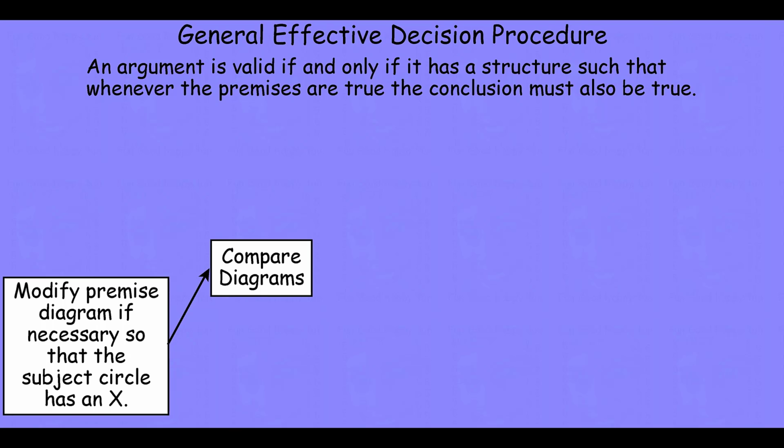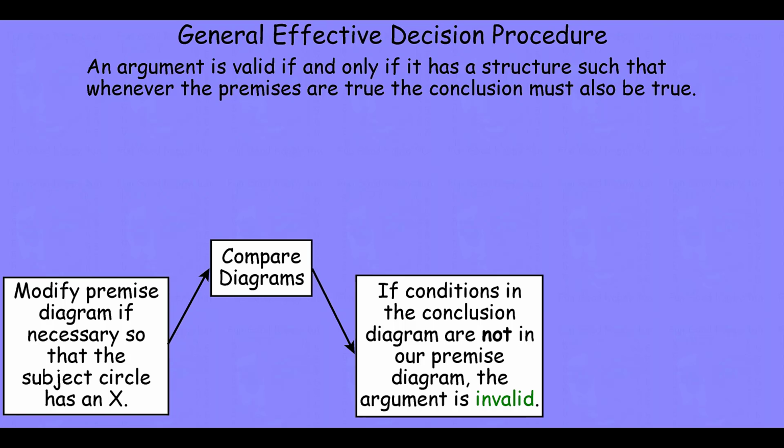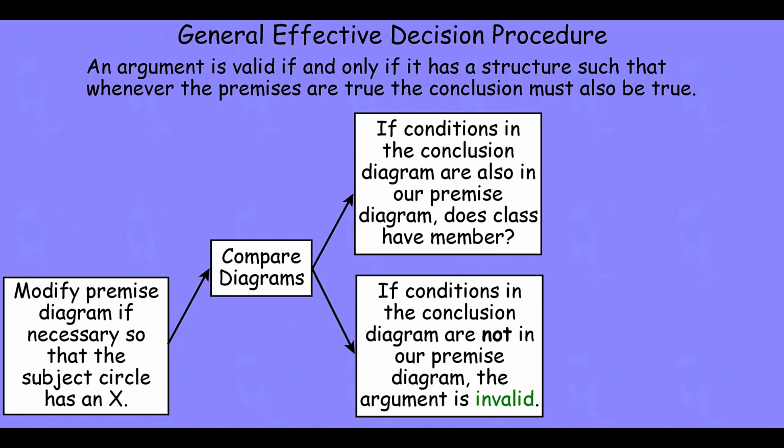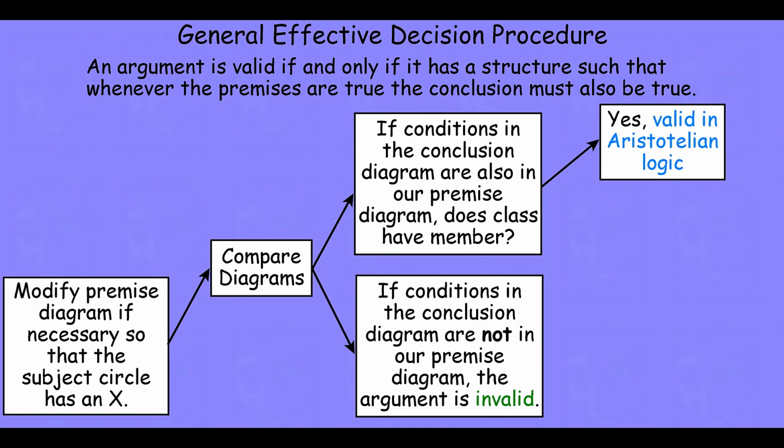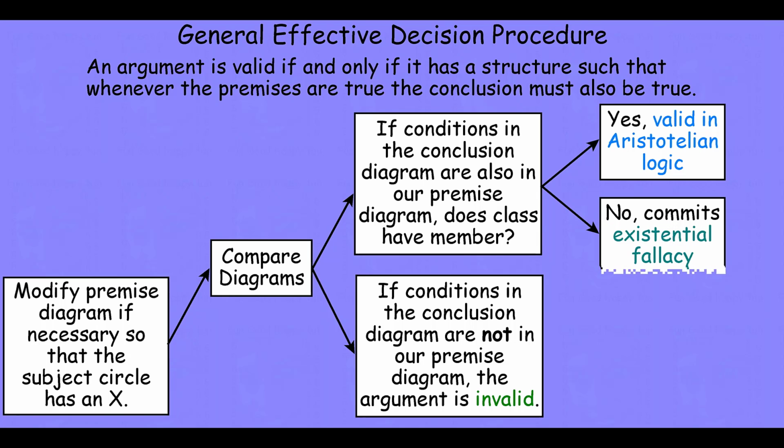Once we've modified our diagram, then we compare the newly modified premise diagram to the conclusion diagram. If the conditions in the conclusion diagram are not in our premise diagram, then the argument is invalid in both logics. If the conditions in the conclusion diagram are also in our premise diagram, then we have to ask, does the subject class in our premise diagram have a member? If it does have a member, it satisfies that Aristotelian assumption, and so the argument is valid in Aristotelian logic. If that class does not have a member, then it commits the existential fallacy. It assumes that the class has a member, that something exists that satisfies that property, when in fact it does not.